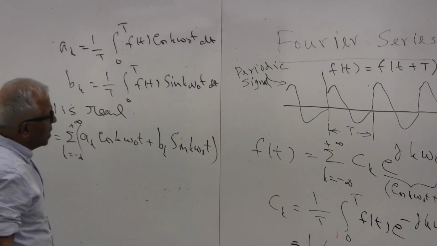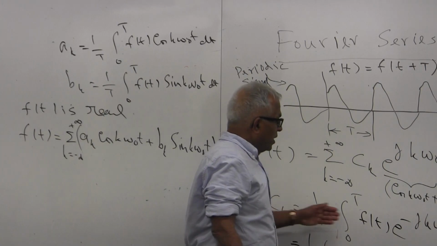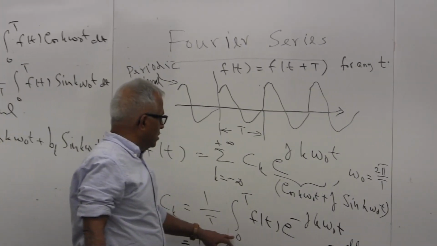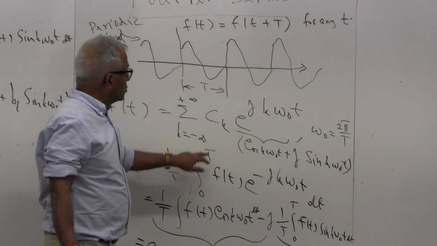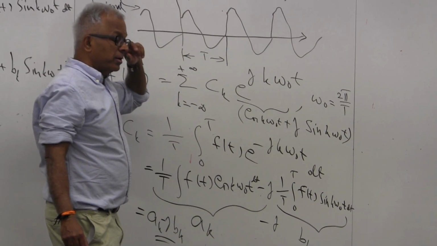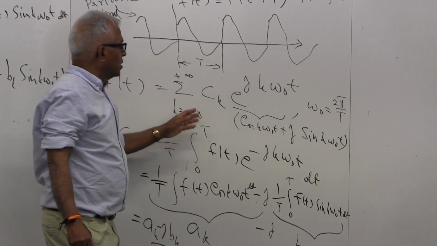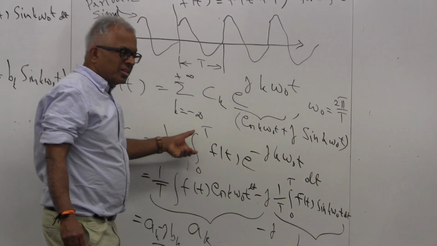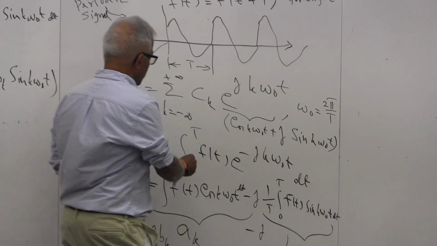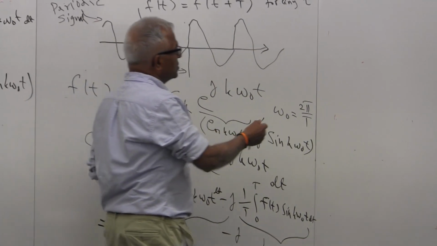Now I also told you last time, without proof, that for Ck, here I wrote the definition from 0 to T over any one period, but the integration can be over any interval so long as it covers a period. In other words, you can start at some t naught, you just have to end up at t naught plus T.